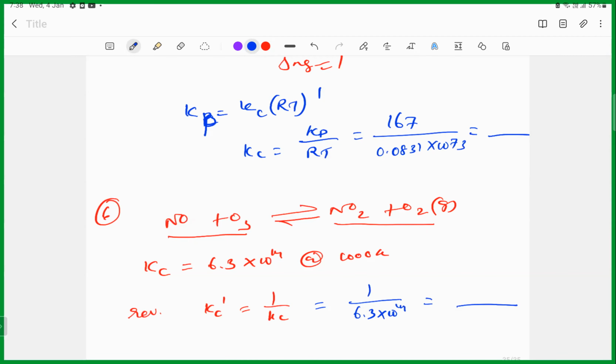Another question. Why can pure liquids and solids be ignored while writing the equilibrium constant?